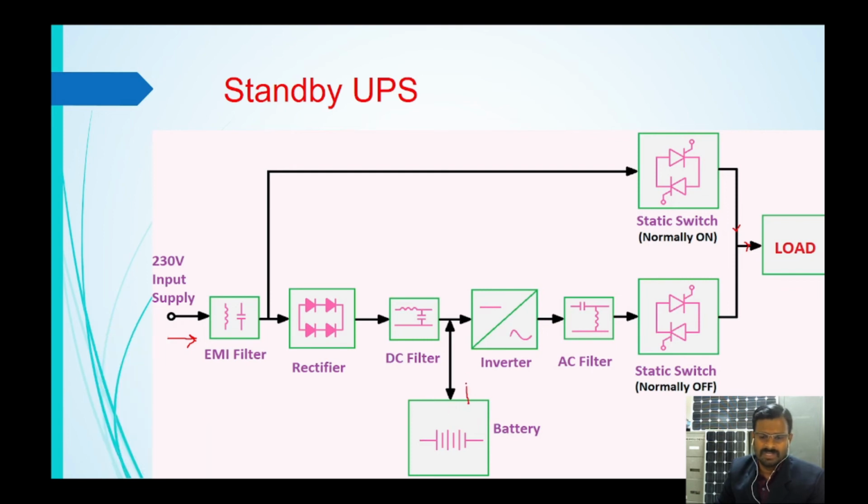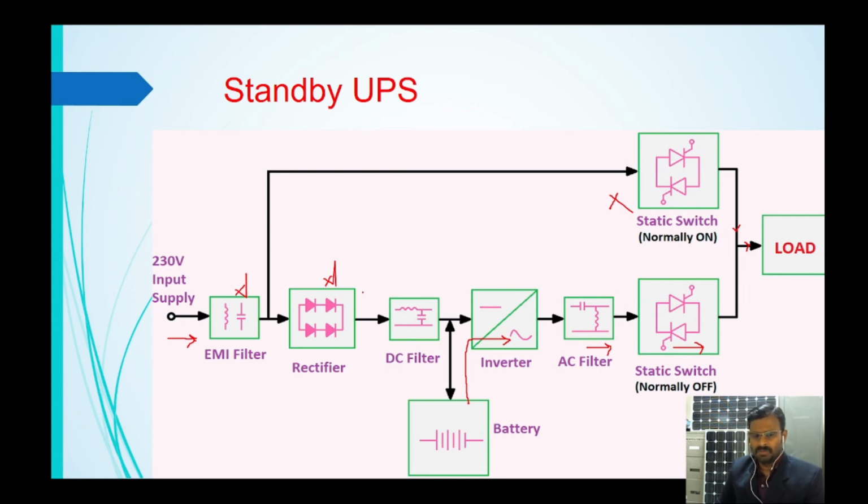So the power will be delivered from the battery to the inverter and AC filter, and then to the static switch, the main static switch, and then it goes to the load. In this time period, static switch 1 is off, the rectifier does not do any work, the DC filter does not do any work, and this EMI filter also does not do any work. So the battery is going to deliver the power to the load. So this is a standby operation.